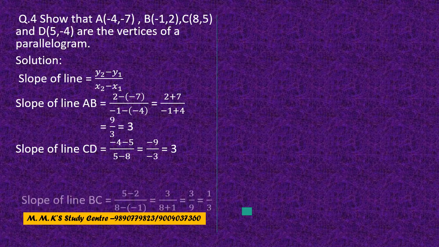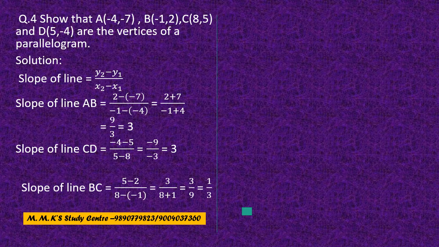Now we will find out the slope of line BC. Here B we will consider x1, y1, C we will consider x2, y2. So 5 minus 2 and 8 minus minus 1. 5 minus 2 you will get 3, whereas 8 minus minus 1 will become 8 plus 1. So 3 upon 9 will give you 1 upon 3. Three ones are 3, three threes are 9.